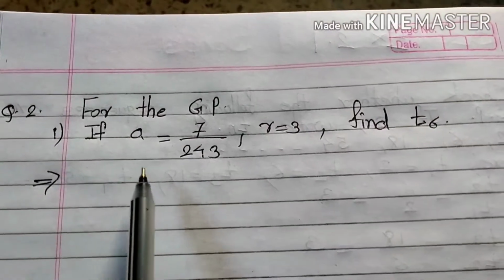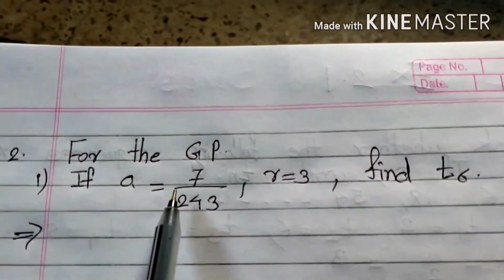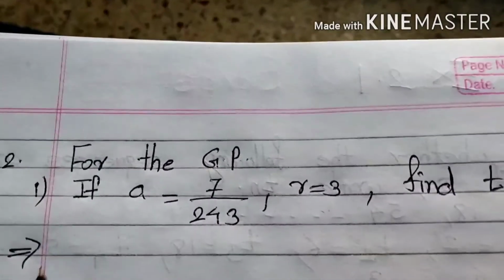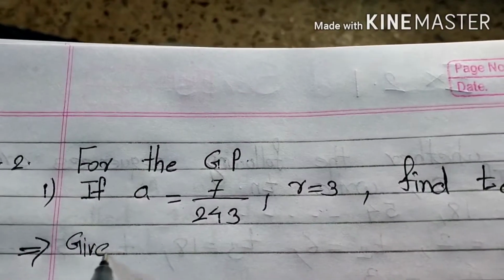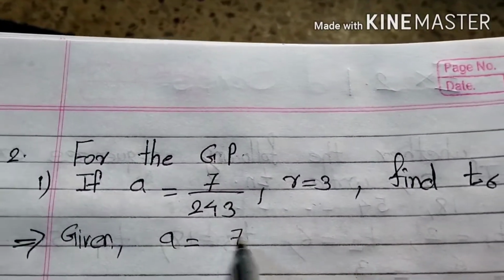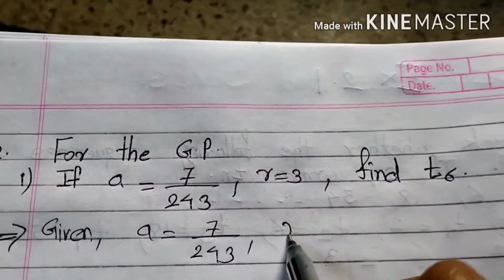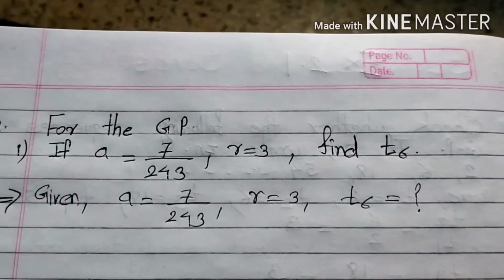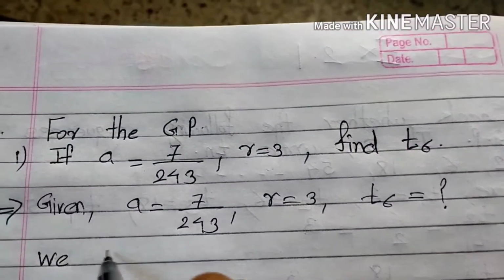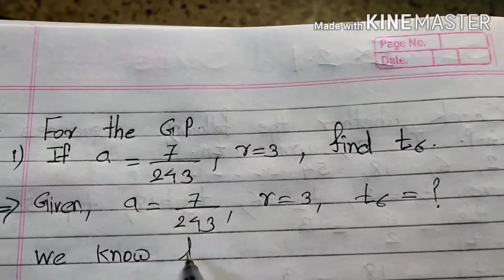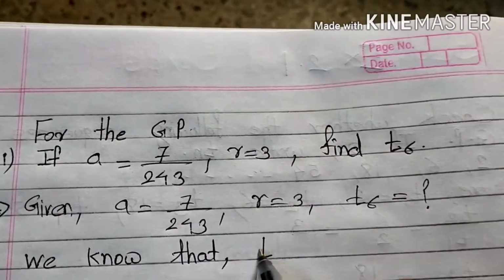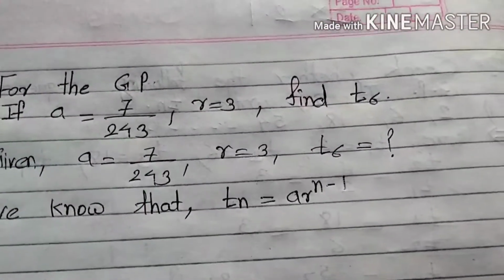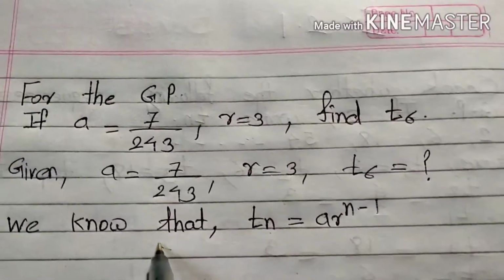Now next question. For the GP, if A is equal to 7 upon 243, R is equal to 3, then find T6. So first write given: A is equal to, R is equal to, and T6 is equal to, we have to find. So we know that formula, Tn is equal to A r raised to n minus 1. So put the value of n, which is 6, because we have to find T6.